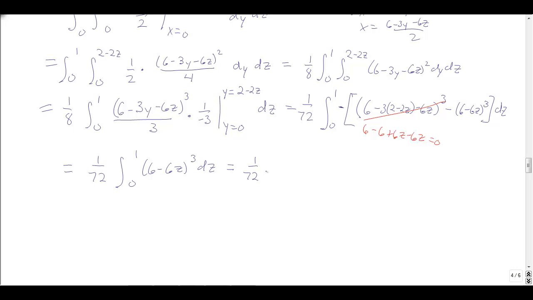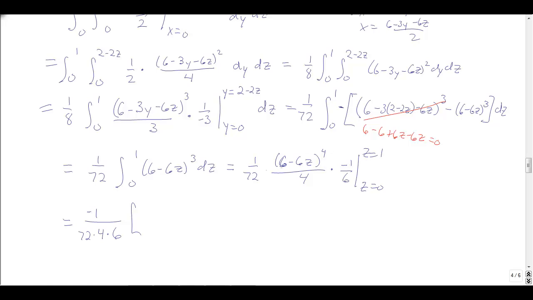And I'm going to integrate this. I get the 1 over 72. I get (6 minus 6z) to the 4th over 4. But then the derivative of the inside was negative 6. So I should get a negative 1/6. And then if you evaluate this from z equals 0 to z equals 1. So what I get when I plug in the 1, I get 1 over 72 times 4 times 6. I'm not even going to multiply that out for now. I'm hoping something's going to simplify. When I plug it in, well, I get a negative here.